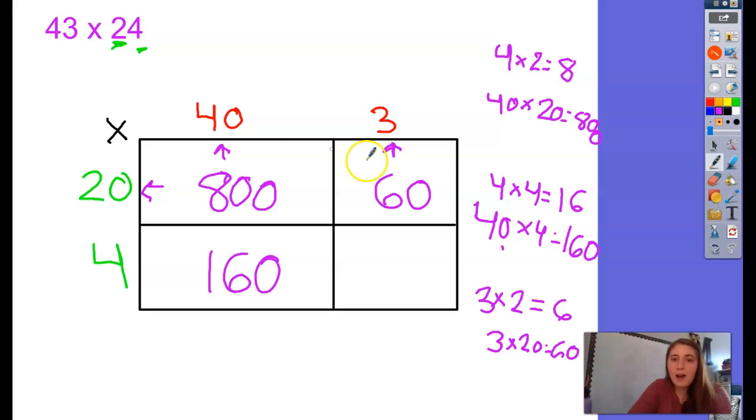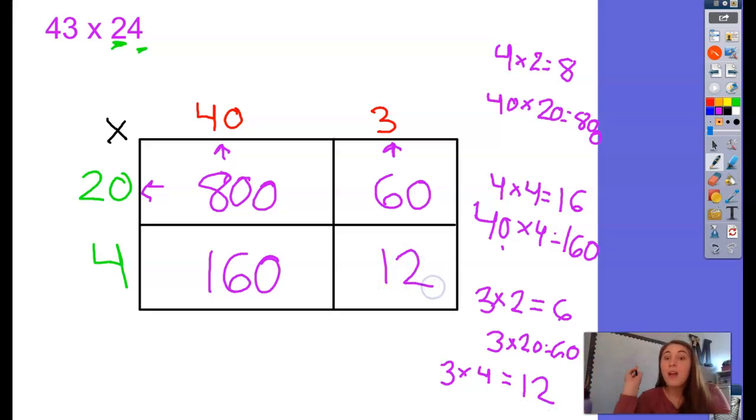And lastly, I have my 3 times 4 for this last box. So 3 times 4 equals 12. All right, now to find our total answer, it's not 800, it's not 60, it's not 160, it's not 12. We need to add all of these together. So take the time, pause the video right now, add them together, and I want us to review our answer once you have one.